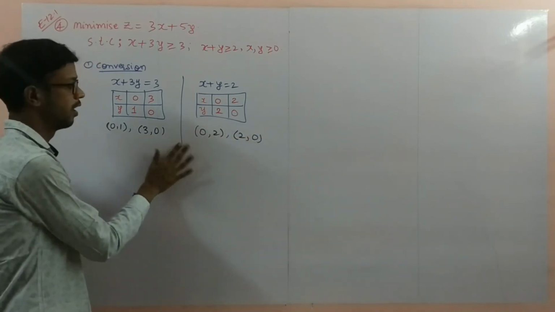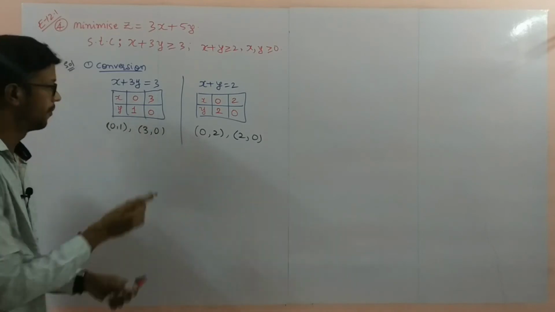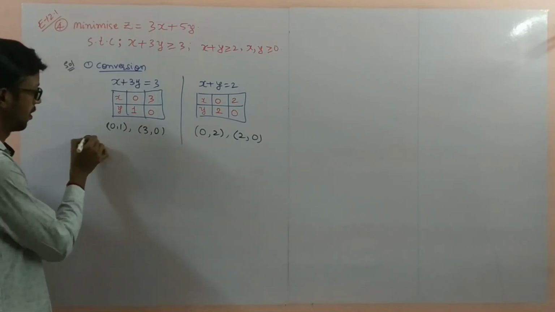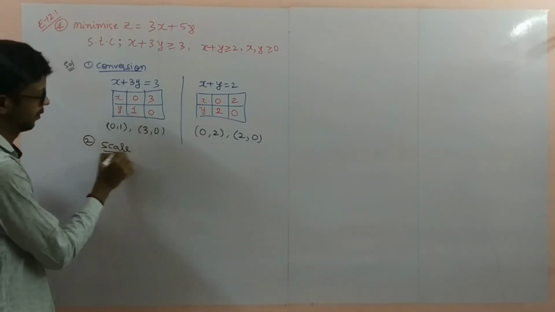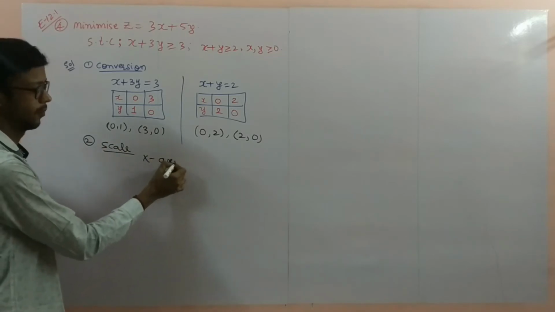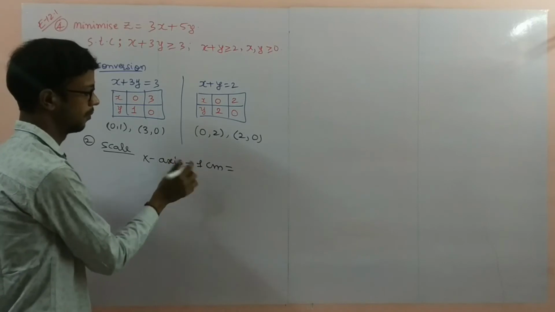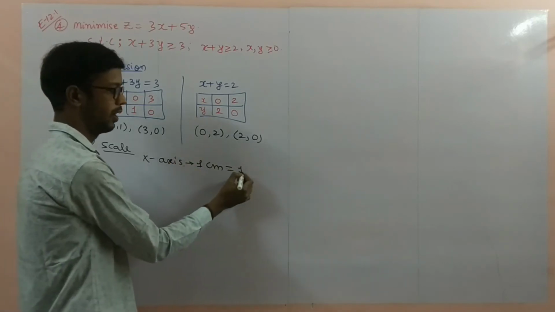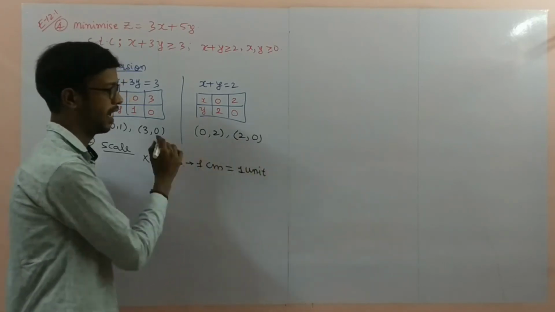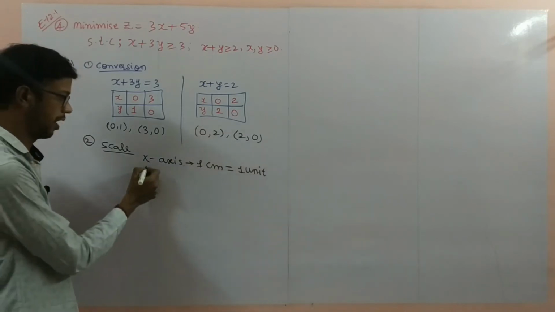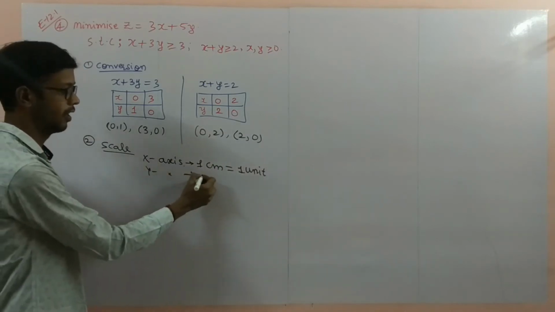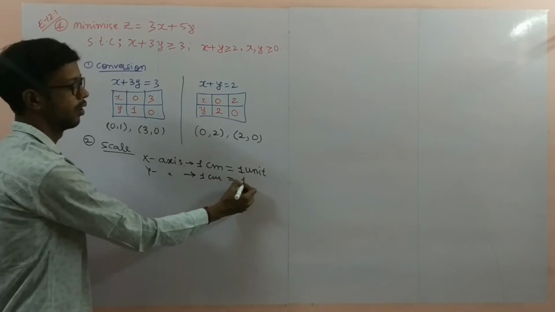So by this you have to write down the scale. Number 2, scale. X axis: 1 centimeter equal to 1 unit I am taking. Very small numbers are there, so I am taking 1 unit. Y axis: 1 centimeter equal to 1 unit.